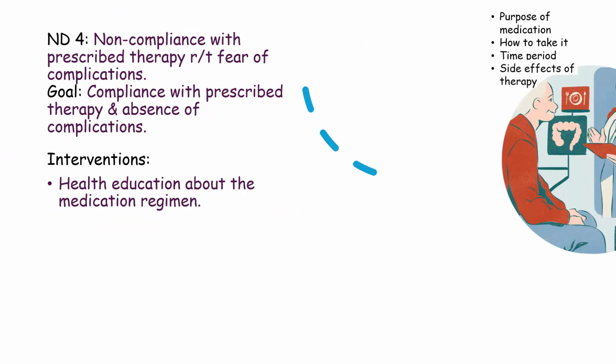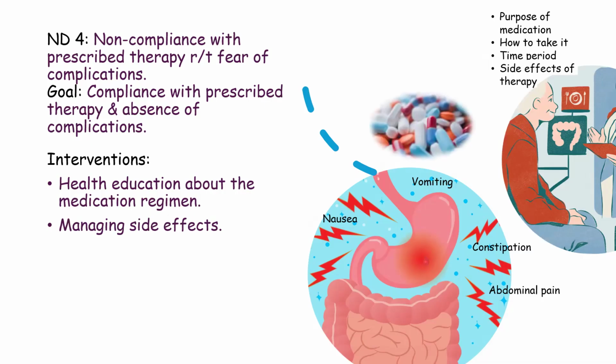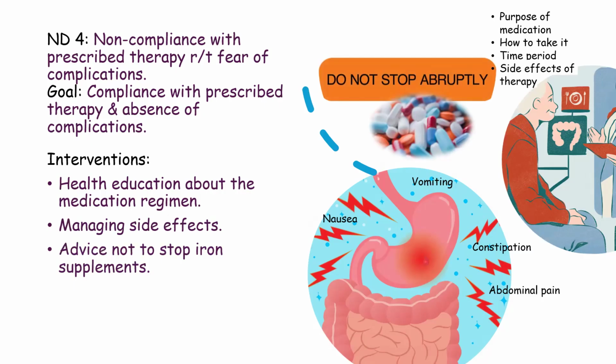Sometimes patients have difficulty taking iron supplements because of related gastrointestinal side effects like nausea, vomiting, constipation, abdominal pain, etc. The side effects should be managed. Again, due to these side effects, some of them stop taking the iron, but abruptly stopping them can have serious consequences. So, patients and relatives should be advised accordingly.